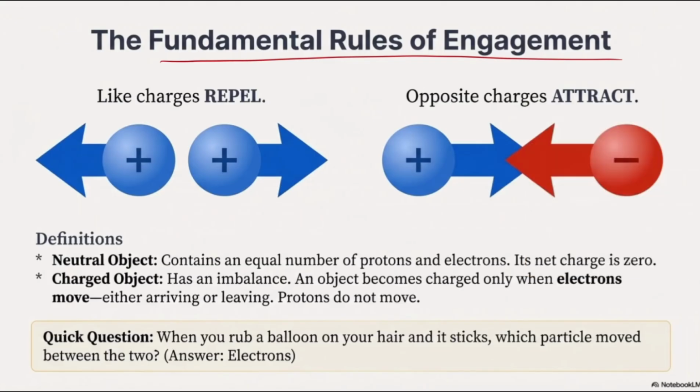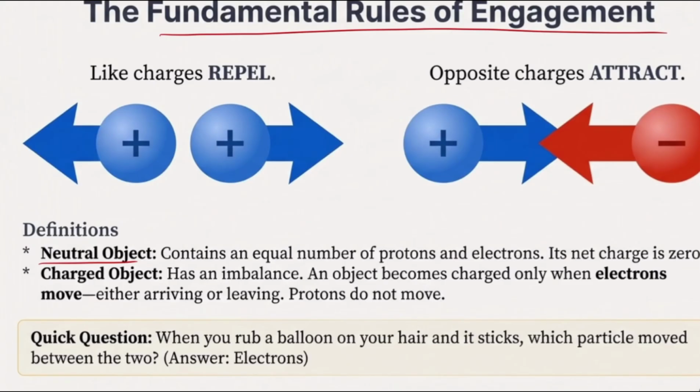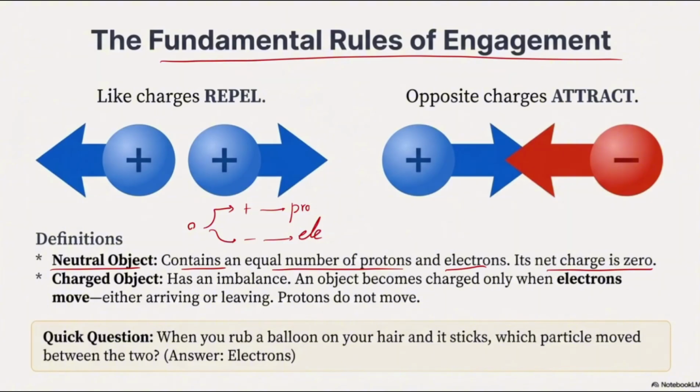So again, about the definitions, the very first thing that we have is the neutral object. What does that mean? When we're talking about the neutral object, it means that the charge of that object is zero. It means that the number of positive charges, which we know as protons, is the same as the number of negative charges, which we know as electrons. So this object contains an equal number of protons and electrons, and its net charge is going to be zero. Cool.